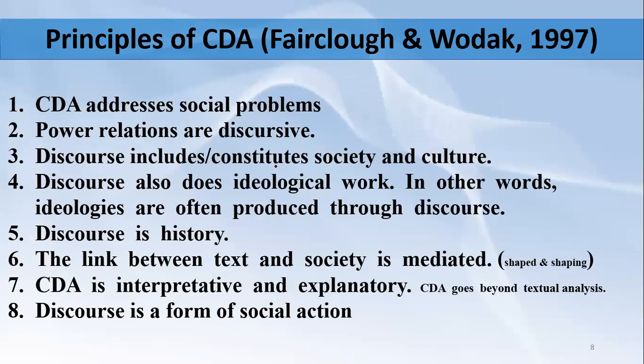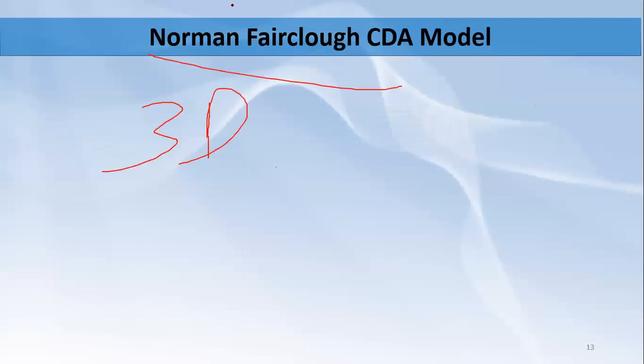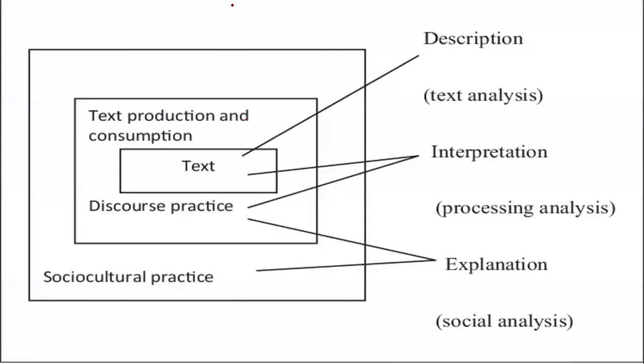I'm going to share the research paper with you immediately after this class. That research paper contains the principles and the model which we are going to discuss today. So this is called a three-dimensional model. Here is a graphical representation of the model proposed by Norman Fairclough. Why is it called a three-dimensional model? Because it analyzes language from three different dimensions. Yasir Ali is with us. So this model analyzes language discourse from three dimensions.